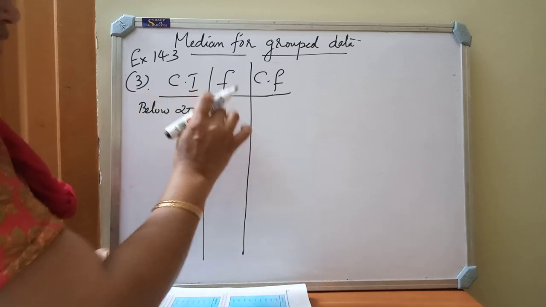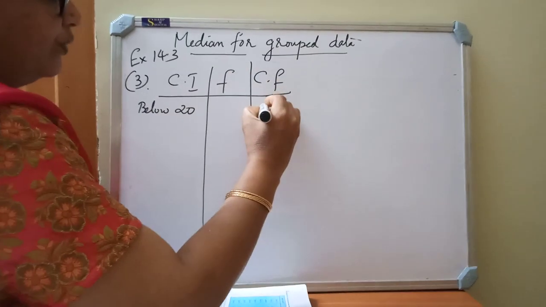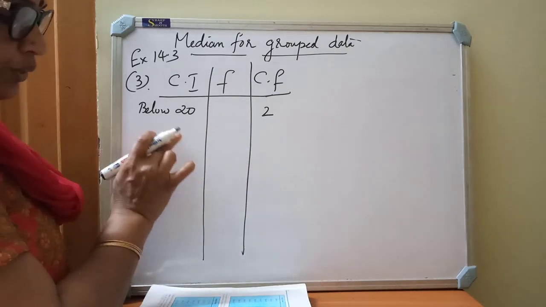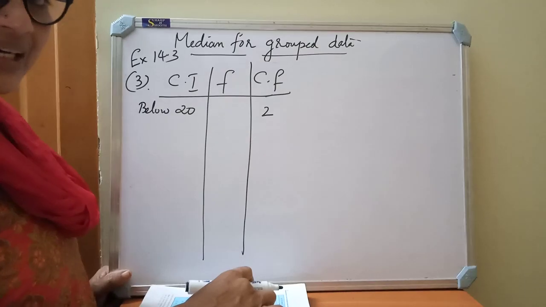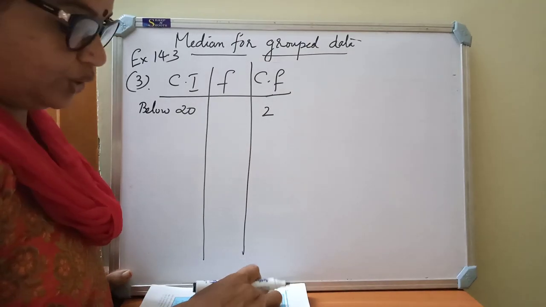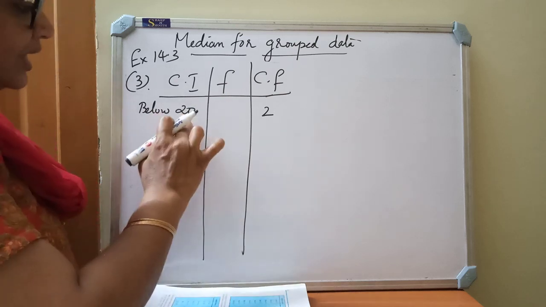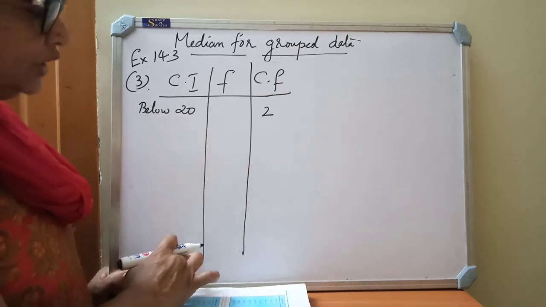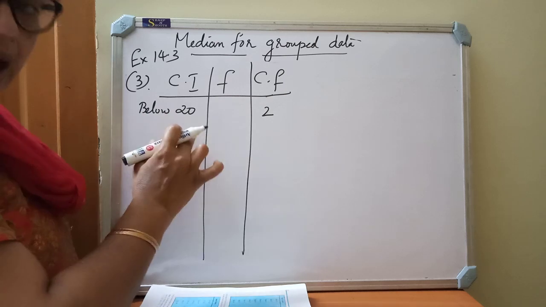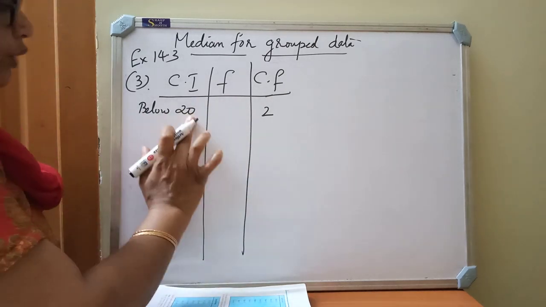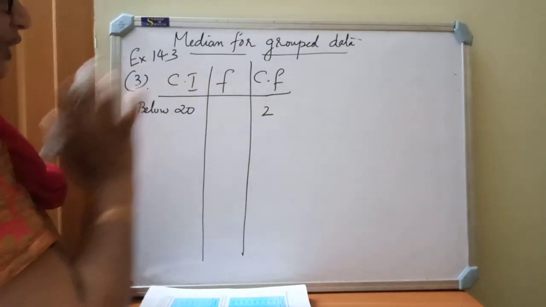Below 20, frequency we don't know, cumulative frequency they are given as 2. Then below 25 means they are considering the class width as 5: 20, 25, 30, 35, you see that. So these are the upper limits. So lower limit, upper limit with class width you have to do the arrangement. So below 20, frequency, cumulative frequency is 2.